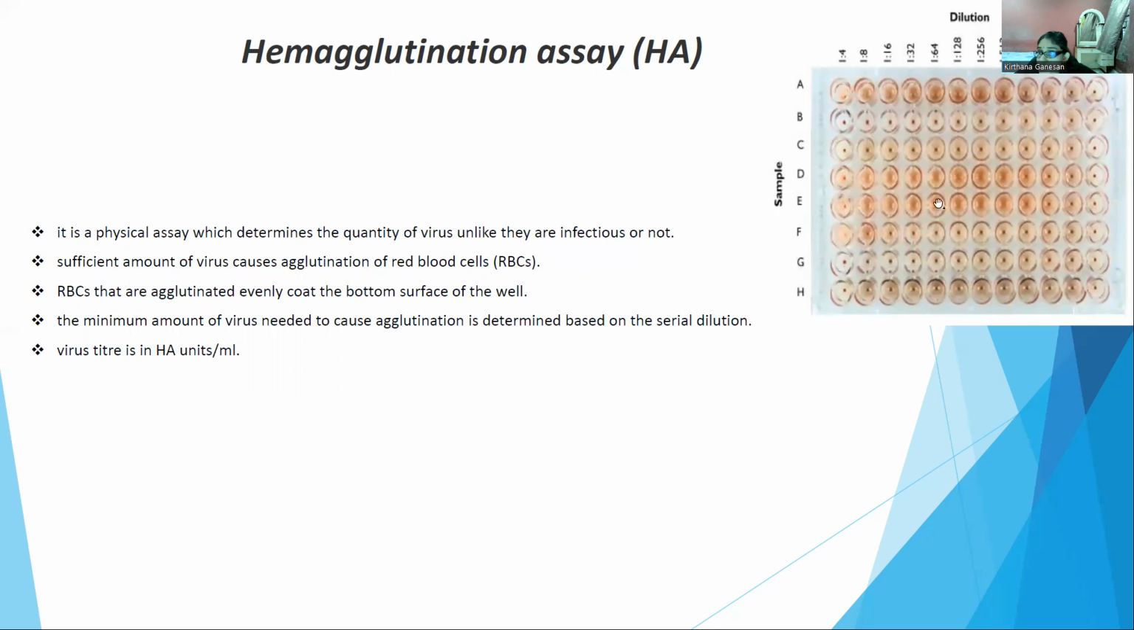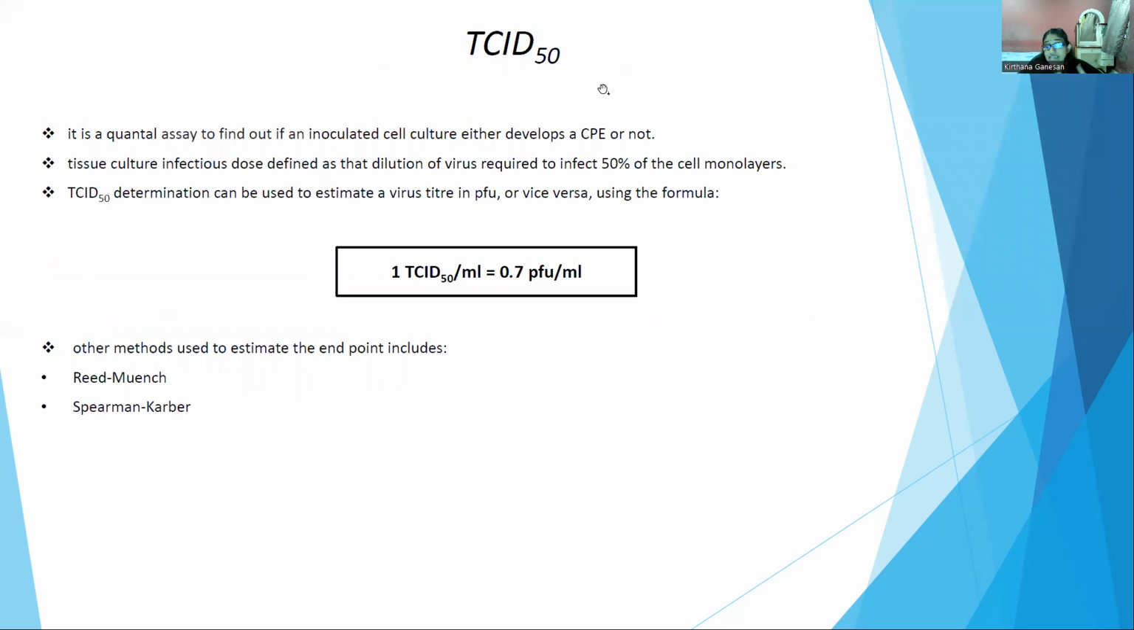So basically in this picture, there are different types of samples available with different amounts of dilution. The virus titer is basically measured in HA units per ml. Next is the TCID50 method. It is a quantal assay to find out if an inoculated cell culture either develops a cytopathic effect or not.